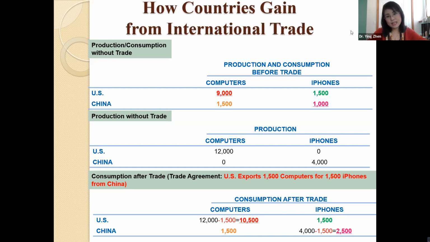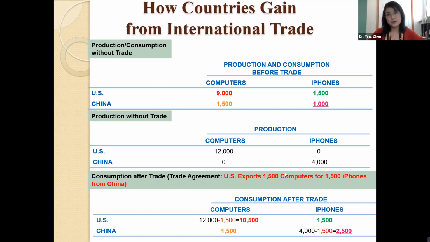Here, the textbook just directly provided a quantity trade agreement. Therefore, we have to assume that the price of a computer is equal to the price of an iPhone, and then we can take the ratio. So for the U.S., the terms of trade is 1,500 over 1,500, because it's U.S. exports. We assumed the prices are equal, so 1,500 over 1,500 is equal to 1.